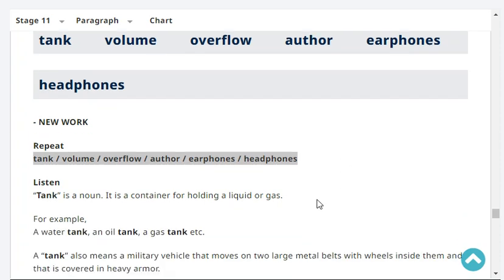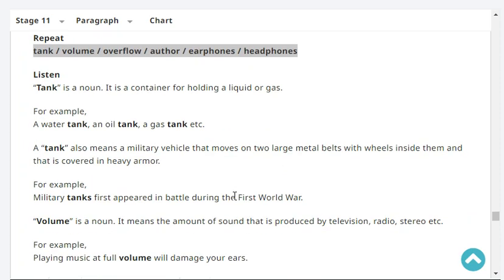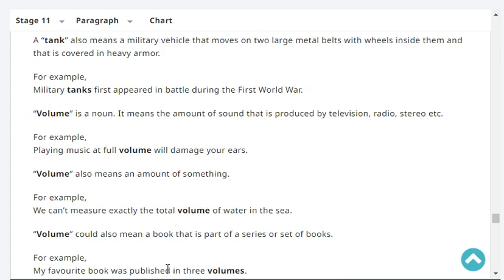The word tank is a noun. It is a container for holding a liquid or gas. For example, a water tank, an oil tank, a gas tank, etc. A tank also means a military vehicle that moves on two large metal belts with wheels inside them and that is covered in heavy armor. For example, military tanks first appeared in battle during the First World War.